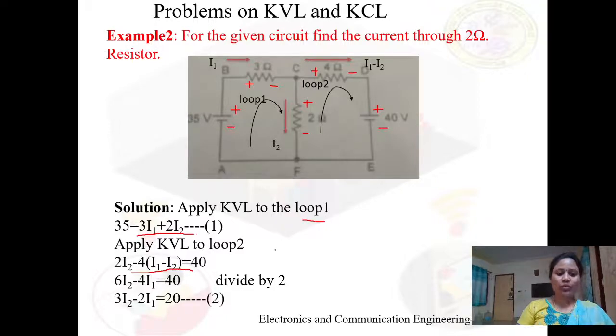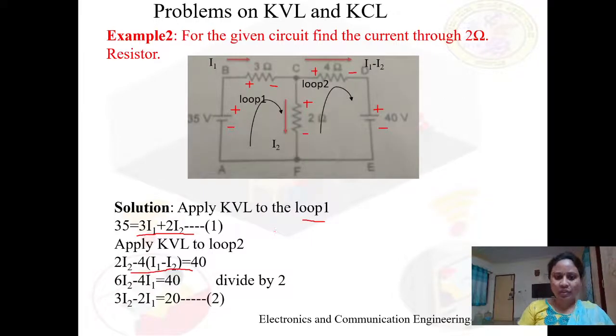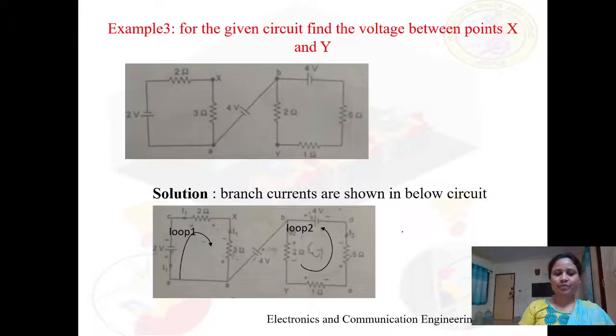Hence, on solving these two equations, we will obtain the values for I1 and I2 as 5 amps and 10 amps. And here they have asked to find the current through the 2 ohm resistor. Which current flows through the 2 ohm resistor here? I2. Therefore, the current flowing through the 2 ohm resistor is 10 amps.